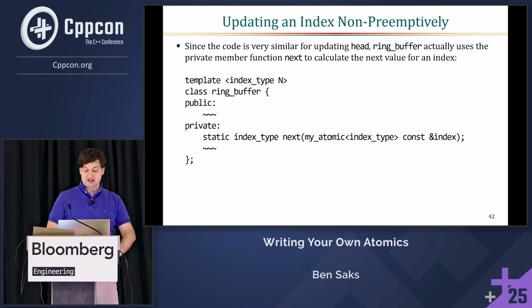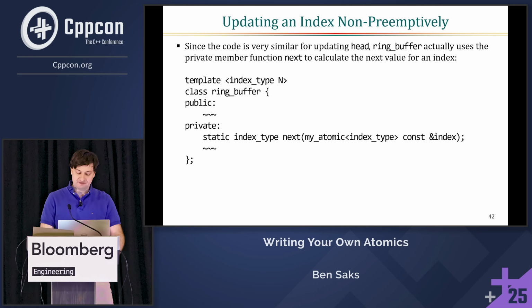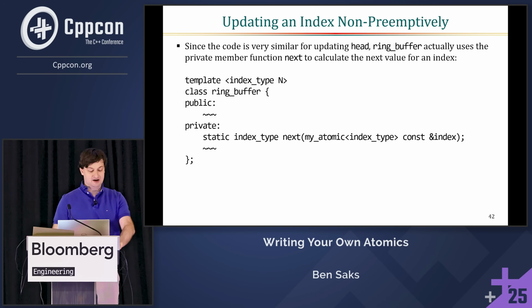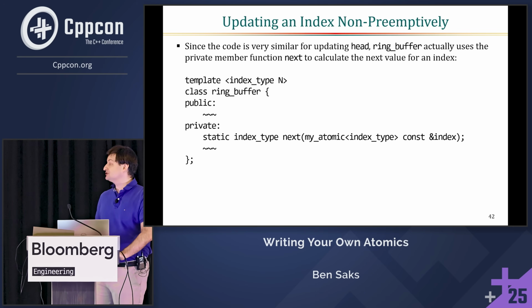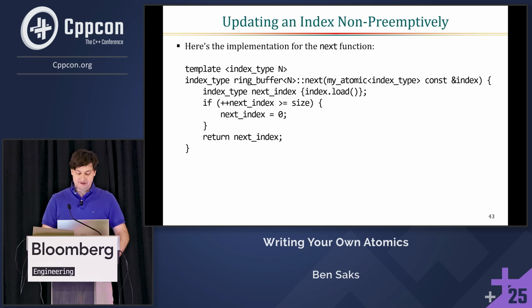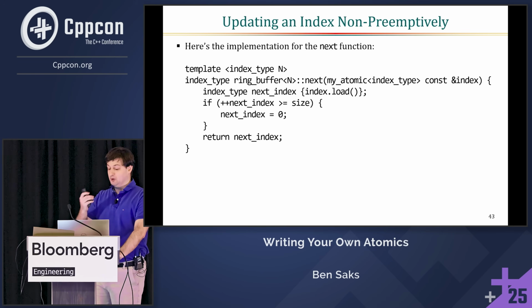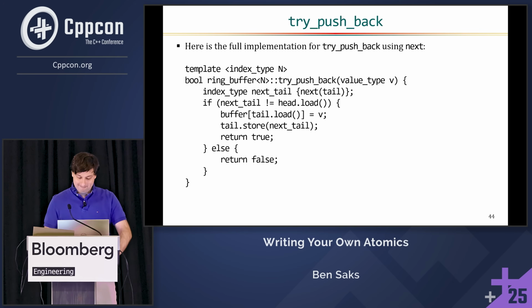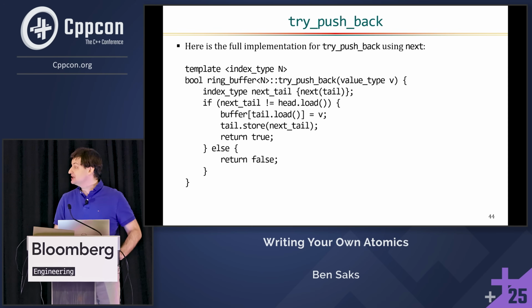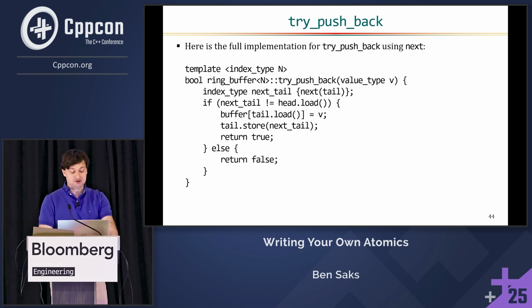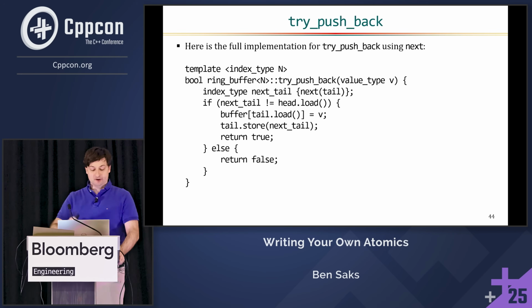Because this process of updating the index is pretty similar for both head and tail, I chose to create this next helper function as a private static member function for my ring buffer that would go ahead and actually calculate the next index. So the function looks like this. It's not particularly complicated. It pretty much does exactly what we just described, but it means that when we look at implementations of try pushback and try pop that actually use this next function, they'll fit nicely on a slide, for one thing. And I think it makes life a little bit easier to read.